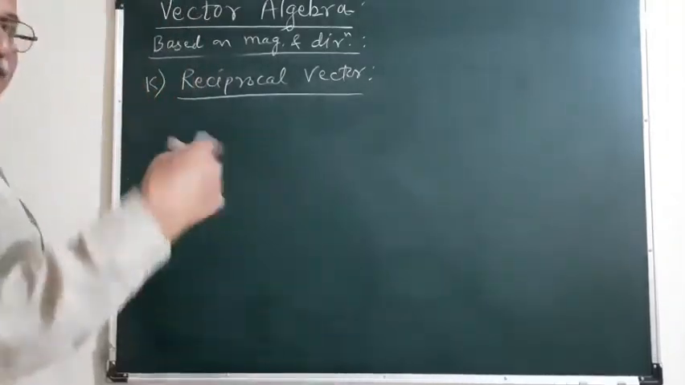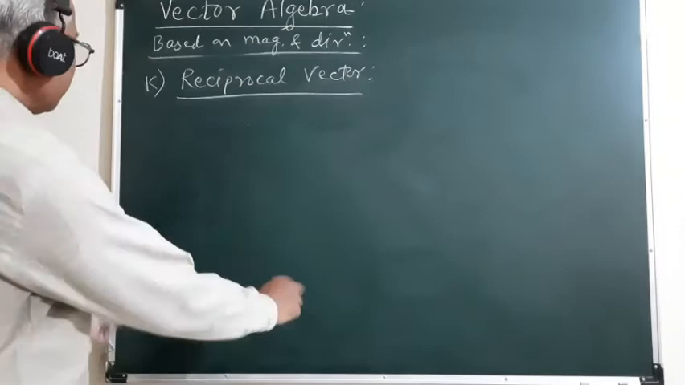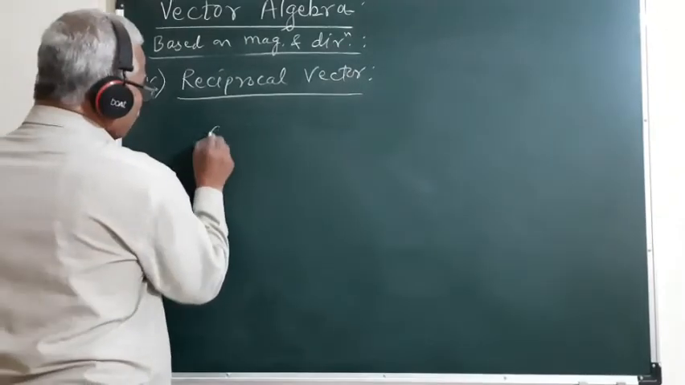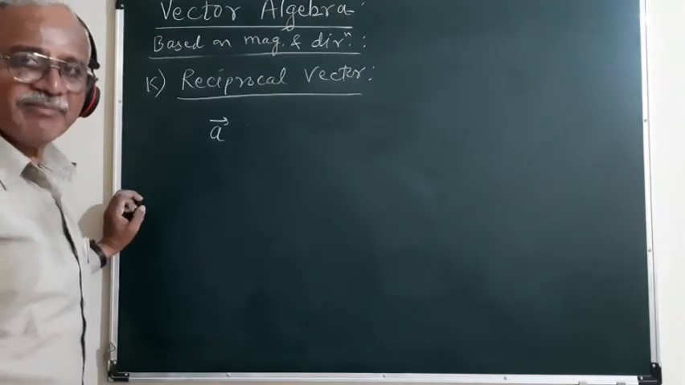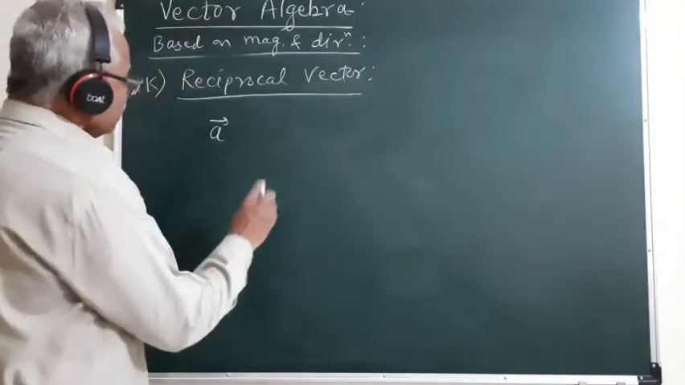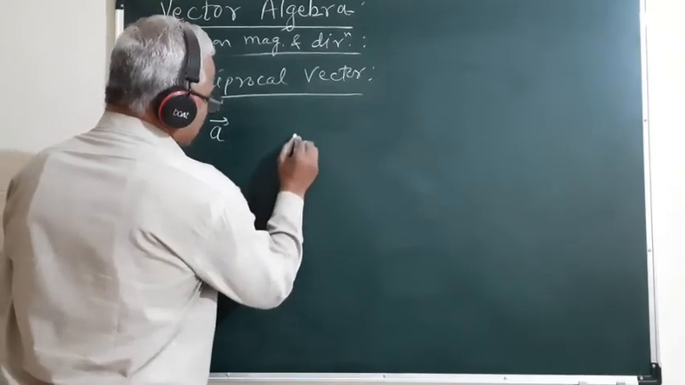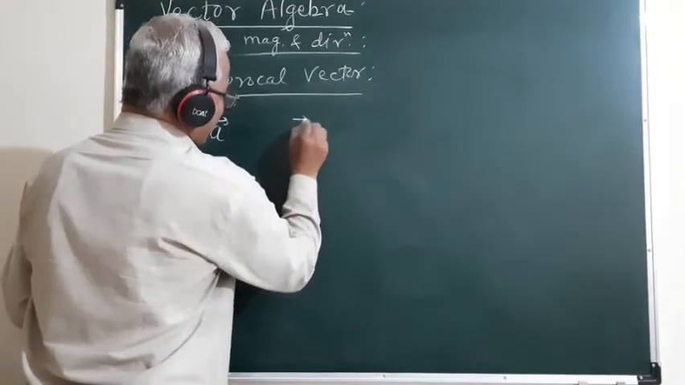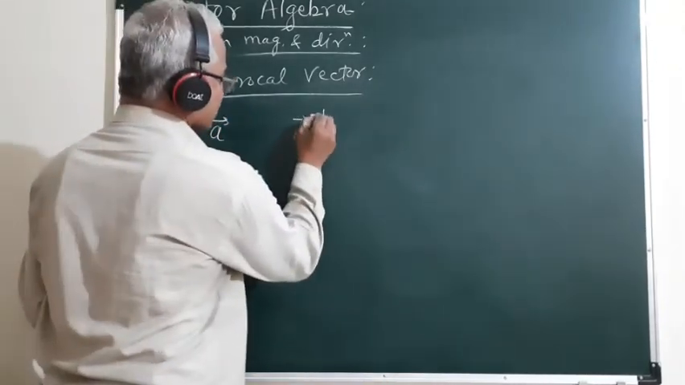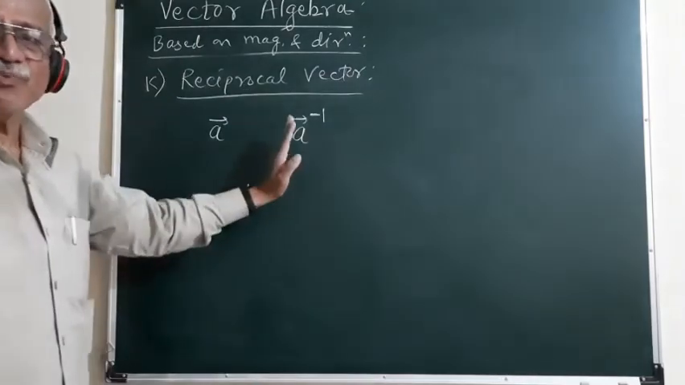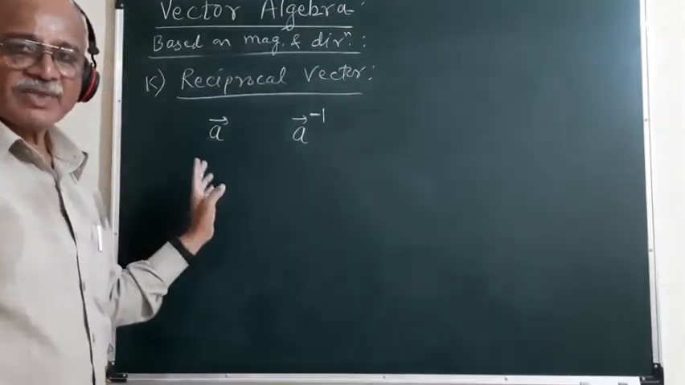The name of this vector itself indicates what the given vector is. If we have a vector A bar, then the reciprocal vector is expressed as A bar inverse. A bar inverse represents the reciprocal vector of the given vector A bar.